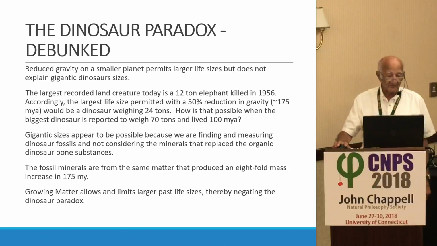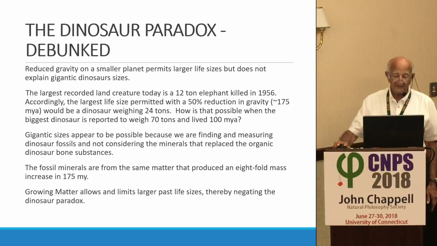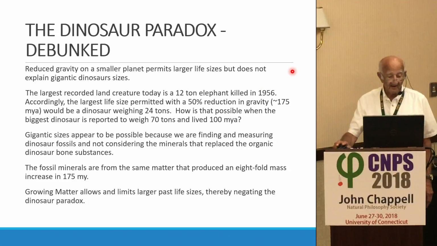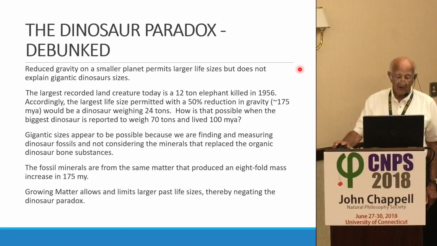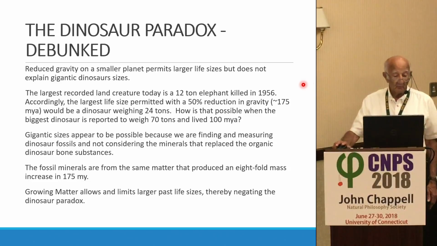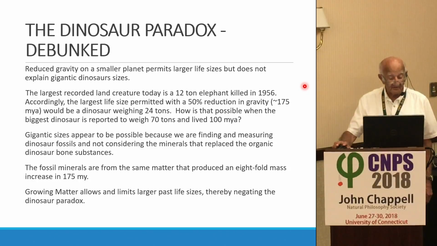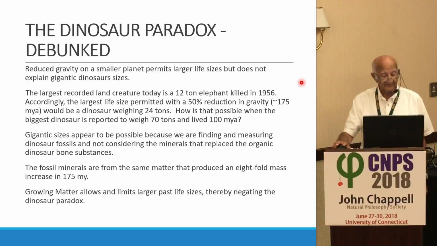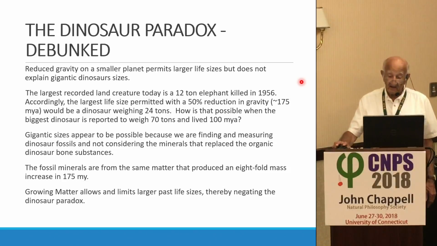Reduced gravity on a smaller planet permits larger life sizes, but does not explain the gigantic dinosaurs of the past. The largest recorded land creature today is a 12-ton elephant killed in 1956. Accordingly, the largest life size permitted with a 50% reduction in gravity, say 175 million years ago, would be a dinosaur weighing 24 tons. How is that possible when the biggest dinosaurs are reported to weigh 70 tons and lived 100 million years ago?